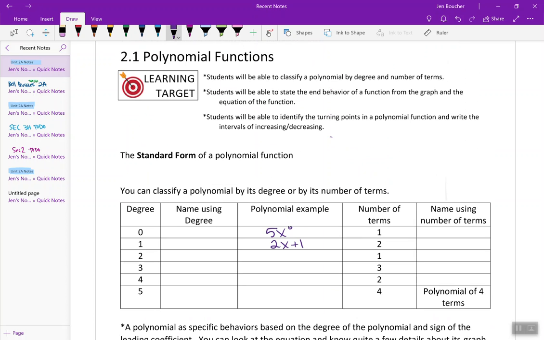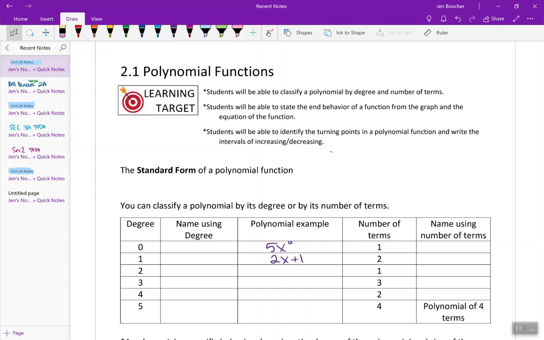That's the first one. The second one is, I hope that you'll be able to tell me the end behavior of any given polynomial if I give you the equation, if I give you the picture. And the last one is number of turning points and the intervals of increasing, decreasing. So those are our 3 today, 3 chunks.